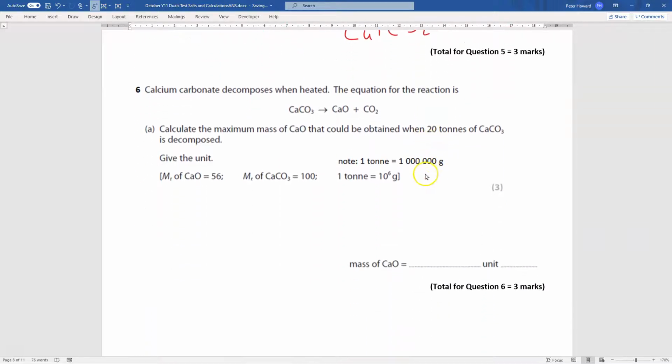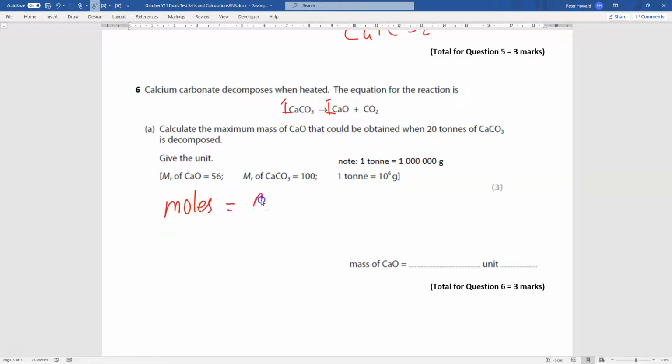Here's a question, a mole question. And what we obviously have to do is to work out how much calcium oxide could be formed when we've got 20 tons of that. So we could firstly think about what the equation means. It says for every 1 mole of calcium carbonate, we'd form 1 mole of calcium oxide. So again, we think about our equation.